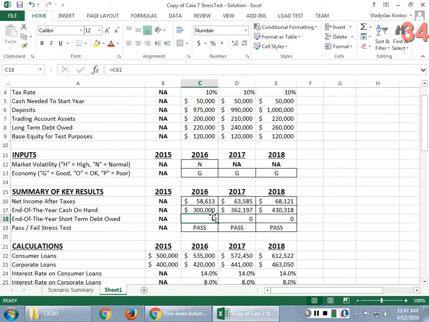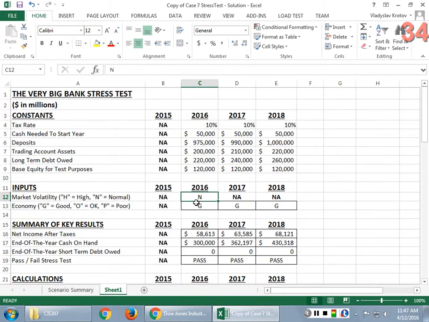So is it a good situation for a bank or a bad situation? It is good, right? Because they don't owe anything, they have enough cash. Therefore, it's pass, meaning you pass this stress test. This bank will pass this scenario, okay? However, look at the following scenario. Let's say there's high volatility, and then the economy is poor for the next 3 years, okay?